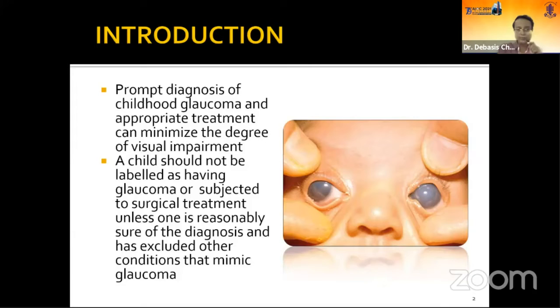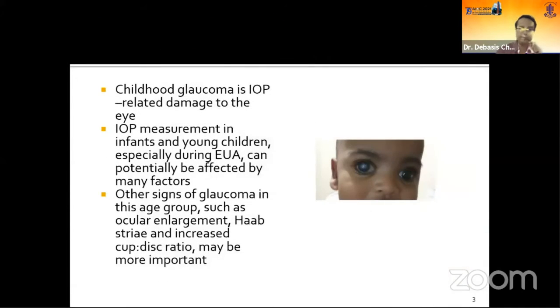It's very important to understand that prompt diagnosis of childhood glaucoma and appropriate treatment can minimize the degree of visual impairment, because this child has to live with this vision for his or her life. Also, we should keep in mind that a child should not be labeled as having glaucoma or subjected to surgical treatment unless one is reasonably sure of the diagnosis and has excluded other conditions that mimic glaucoma. Over this course, we'll find there are several disease entities which can mimic a case of primary congenital glaucoma.